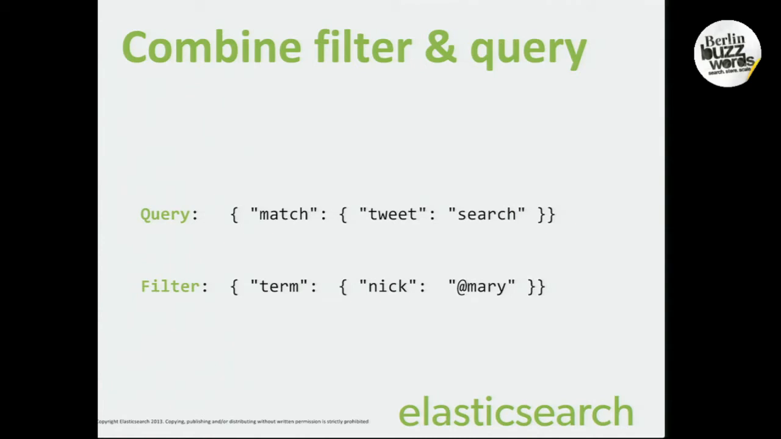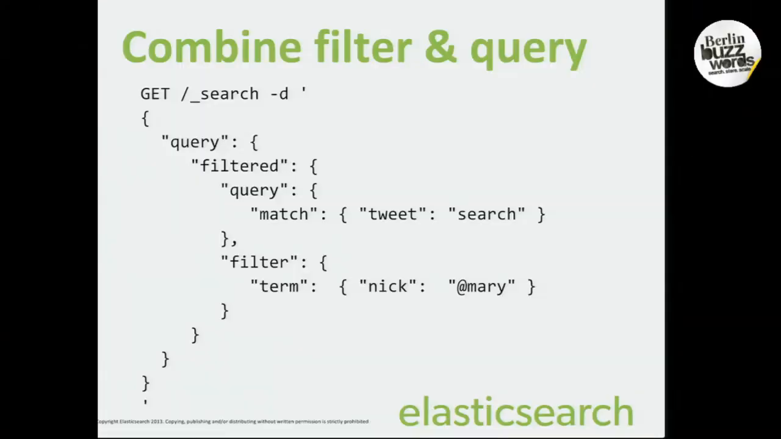How do you combine these? The query parameter in search only accepts one argument. So you have to wrap this somehow into a single query that accepts both of these things. And that query is called the filtered query. It takes a query and a filter parameter. Then you can pass that filtered query to the query parameter in the search API.